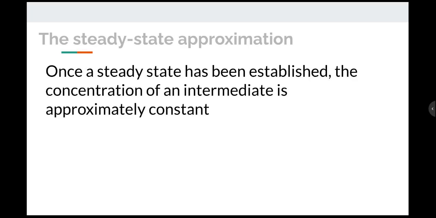So next we're going to look at a more complicated application of the steady state approximation. To do that, let's just remind ourselves what the steady state approximation is. The idea is once the reaction in its mechanism has established a steady state of reaction, the concentration of any intermediate stays about the same. In other words, any intermediate being produced in a step is being consumed at about the same rate that it's being produced. And so its concentration is relatively constant.